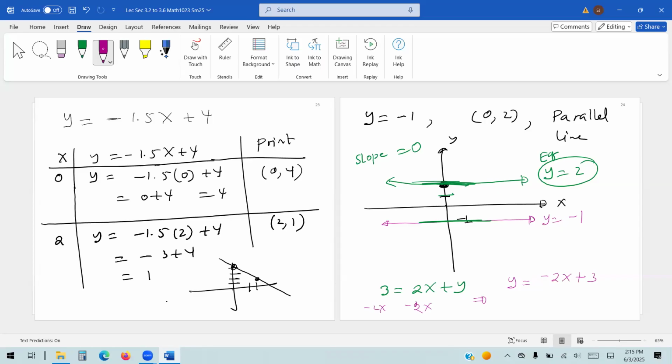Now for this line, what are you finding? Slope. If you're finding the slope, it is the number in front of x. So if they ask, what's the slope of this line? All you have to do is tell them this number. And if they want you to graph, then you can plot 2 points, or you can just find the intercepts.